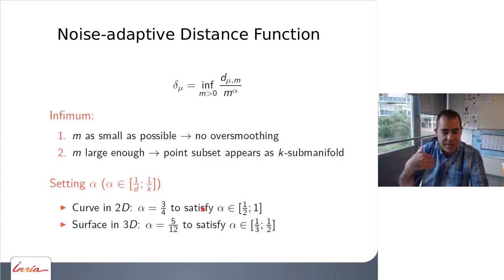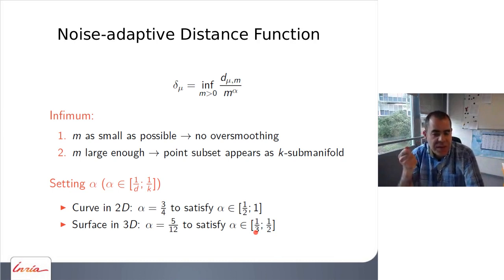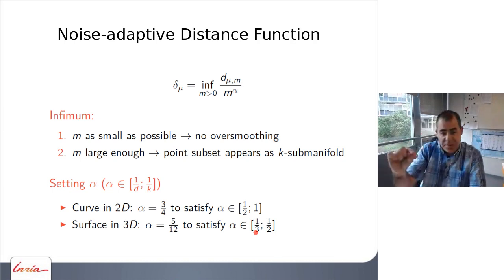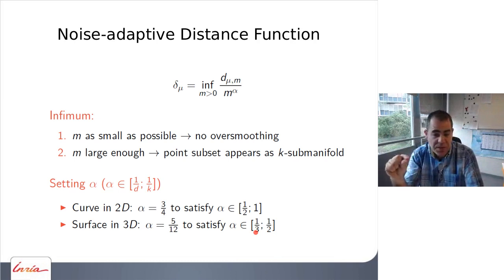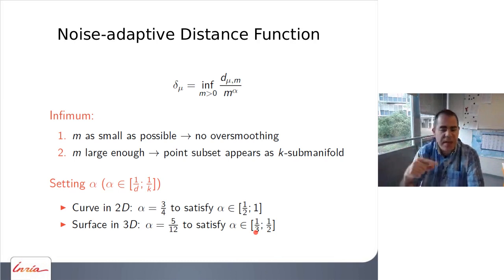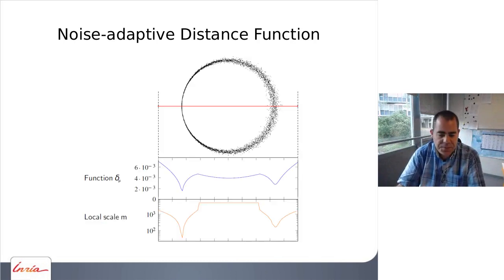And now if we instantiate that in 2D, then alpha must be within 1/2 and 1. And in 3D, if I search for a surface, alpha has to be between 1 over 3 and 1 over 2. That's all. That's enough for us to devise a function that behaves as we want. Remember, we want to find intuitively the smallest mass possible such that there is no oversmoothing, and yet we want M large enough so that the point set appears as a K-submanifold.